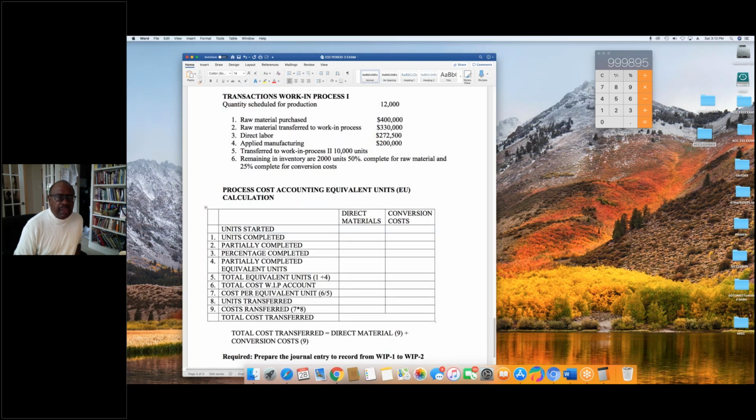So how do we do this? We have this table that's a template exactly on what we're going to do, and it leads us to the answer. So the units scheduled for production were 12,000. And of course, the key thing is we're going to transfer different amounts for raw materials and conversion costs. Conversion costs, of course, are your labor and overhead. They convert the raw materials into the finished product. The units completed were 10,000.